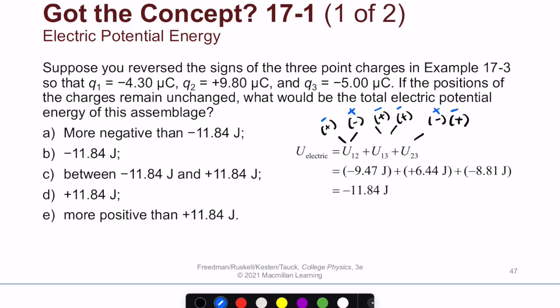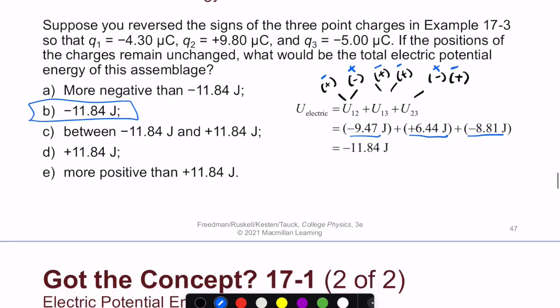And so now, when we're switching the signs, guess what? Nothing changes, right? We're still going to get a negative number for the first term. We're still going to get a positive number for the second term, and we're still going to get a negative number for the third term. So we are going to get the exact same result if we changed the signs. Okay?